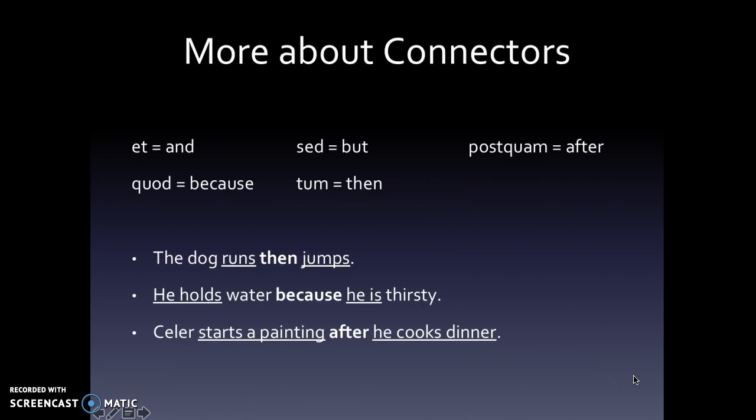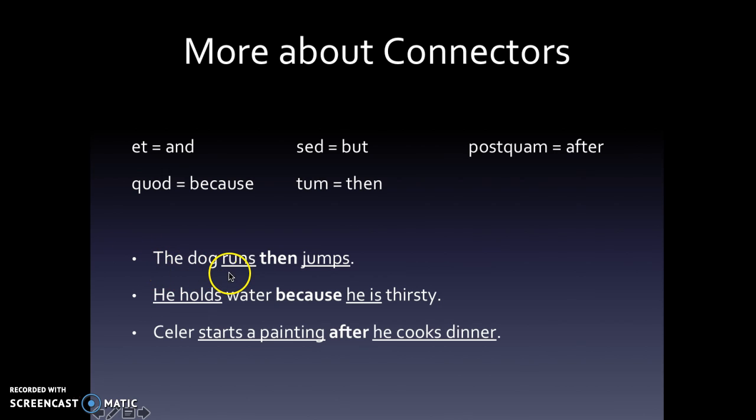But before we launch into our new material with verbs, let's do a quick review of connectors since we didn't talk about them in the previous lesson. We've got et, which means and, quod means because, sed means but, tum means then, postquam means after. Now these are from various parts of speech. Some are adverbs, some are conjunctions. But for intents and purposes for us right now, they are some form of a connector.